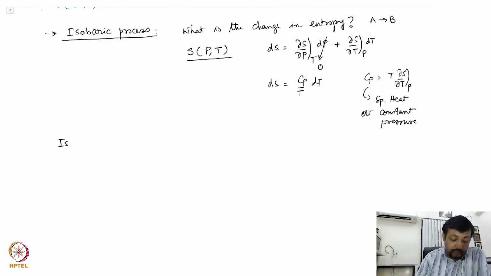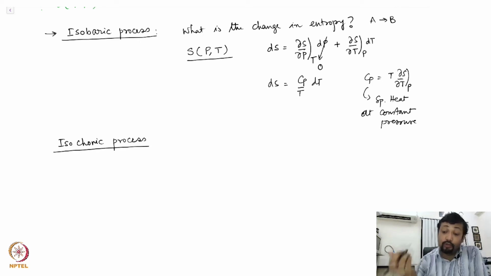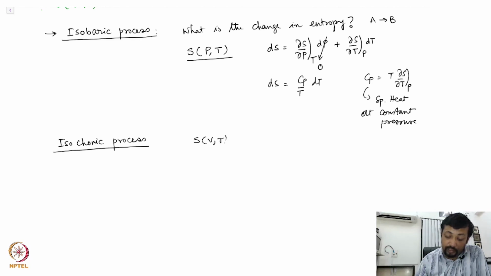If you are looking at an isochoric process, you can do the same thing. If I ask you what is the change in the internal energy, right? For an isochoric process, you will write down S as a function of V and T, and you will see that dS is CV/T dT, and the heat taken out is just TdS, which is CV dT. In this case, it is CP dT, right?